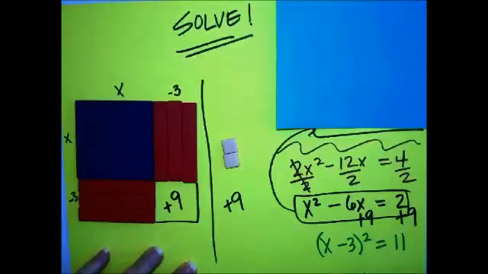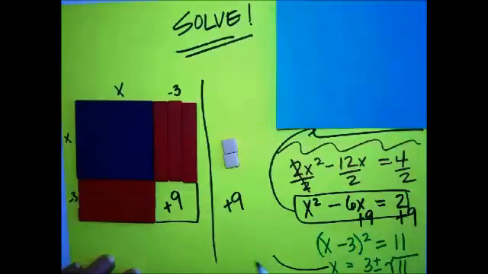Did you get that x equals 3 plus or minus the square root of 11? Or maybe you got the decimal approximations of that. Maybe you got 6.32 and negative 0.32. So depending on how accurate you want to be, the answer with the square root is a great answer. This is an approximation because you had to round your decimals.